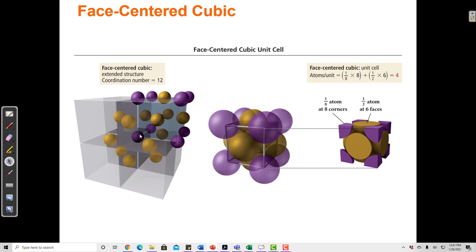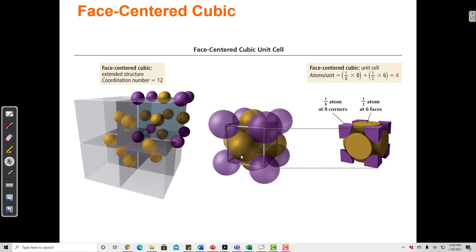So let's count all the gold ones. If I'm looking at this one, I have 1, 2, 3, 4 that this purple one is touching in this lattice plane. I have 1, 2, 3, 4 that this one is touching in this lattice plane down here, and 1, 2, 3, 4. These two right here are not touching this one because they're on the other sides of this cube, right? So in this plane, I have 1, 2, 3, 4. These are the four that are directly next to this one. So I have 4 down here, 4 in this plane, and then 4 in this plane. 4, 8, 12 that are touching. Every atom is touching 12 other atoms.